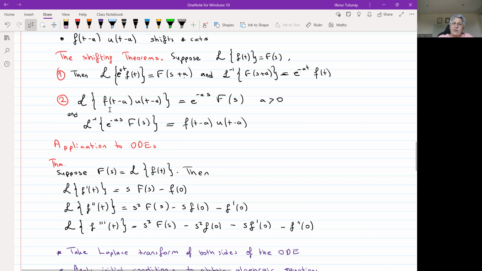Okay, if you have f(t−a)u(t−a) type, as we say, it gives a shift and cut. The Laplace transform of this function will be just a shifting with the exponential function times F(s). These are important for us. Numbers 1 and 2 are important for us when we are doing the practical work.